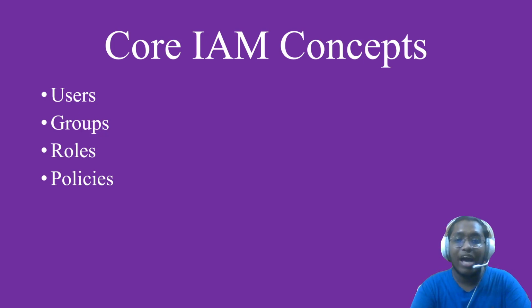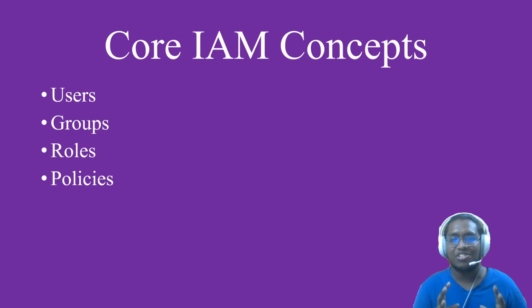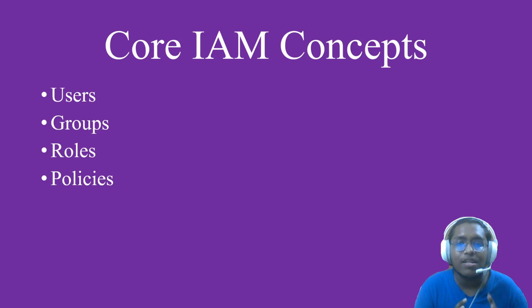Then third, we have roles. Roles are similar to users but are meant for AWS services or applications, not people. Roles allow your resources to interact with each other securely without needing to share long-term credentials. And finally, we have our policies. Policies are the rules that define what actions a user, group, or role can perform on specific AWS resources. Policies are written in JSON and can be either managed by AWS or created by you.